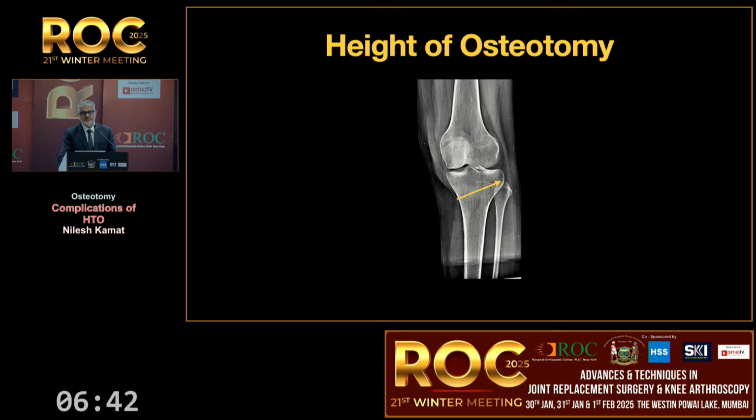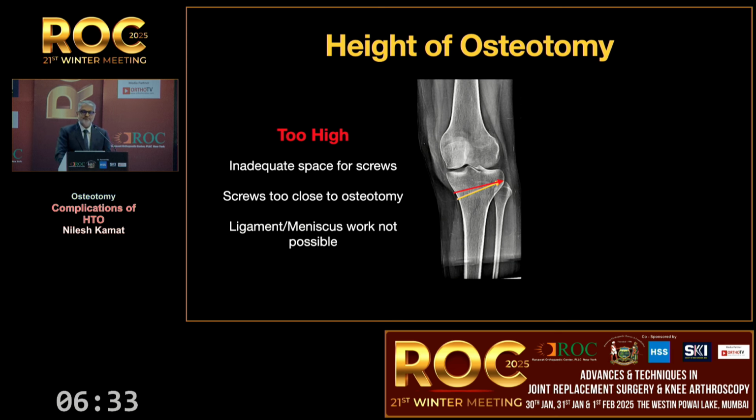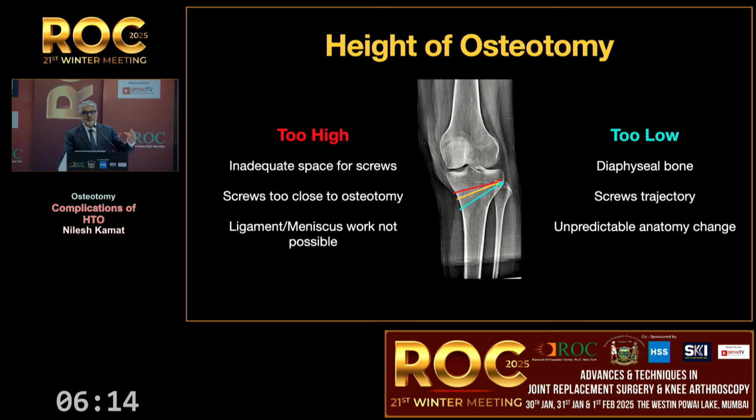If you go proximally, the thought process is that, well, the osteotomy is going to heal because it's a horizontal osteotomy. But understand, there is inadequate space for screws, and then invariably, because your D screw goes into the osteotomy, you tend to skip it. Your screws are too close to the osteotomy, and if you're doing any kind of concomitant ligament or meniscus work, that becomes a challenge. What about too distal an osteotomy? It's an oblique osteotomy. It comes into the diaphyseal bone. Your healing is going to be delayed.